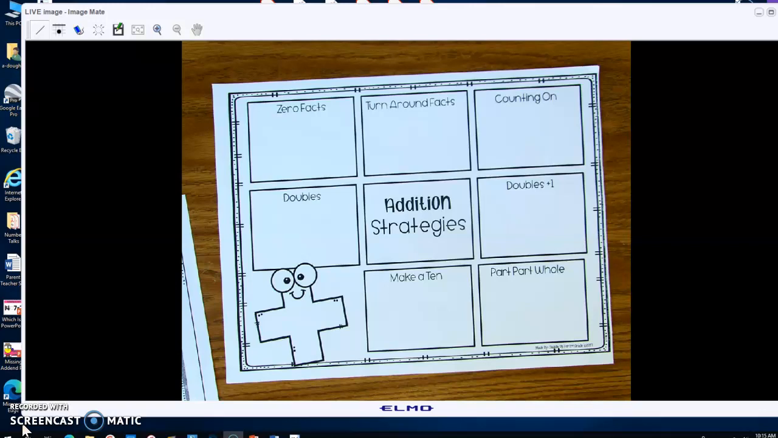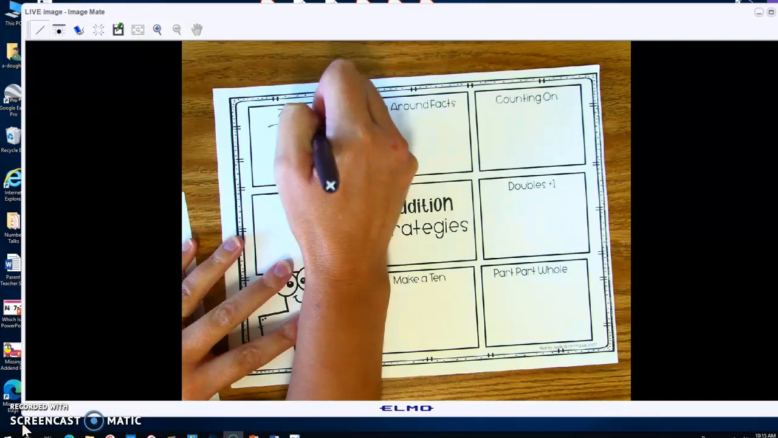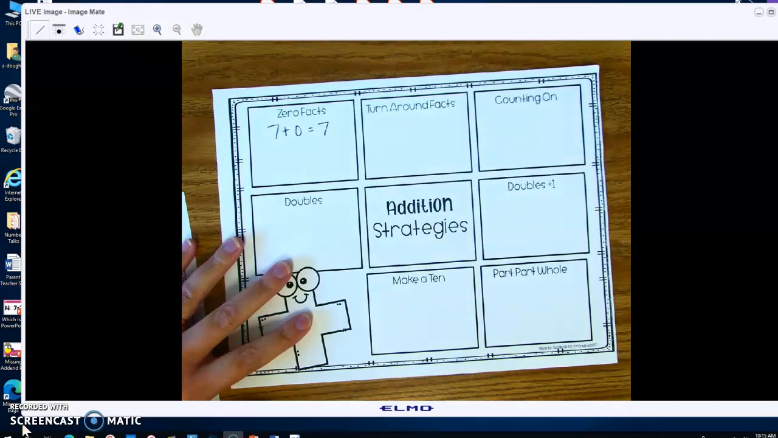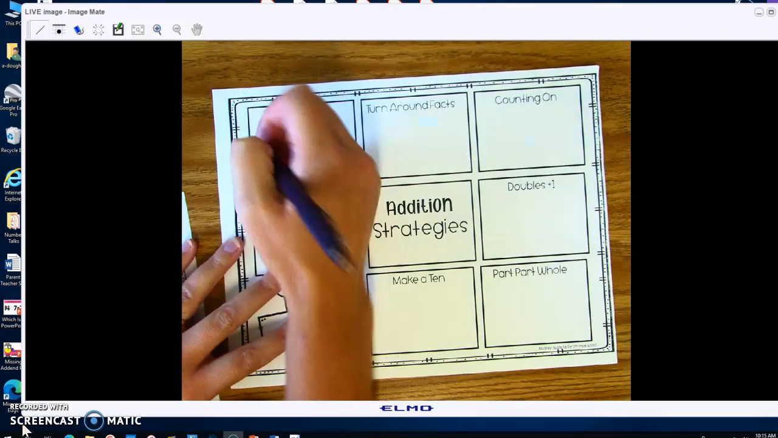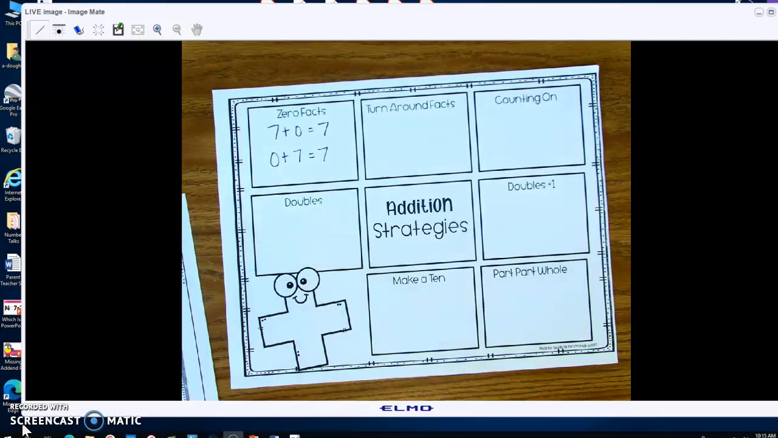1 million plus 0 is 1 million. 112 plus 0 is 112. So, if we have 7 plus 0, it equals 7. Even if the 0 comes first, 0 plus 7 equals 7. So add that in there to your notes. Any number plus 0 stays the same.